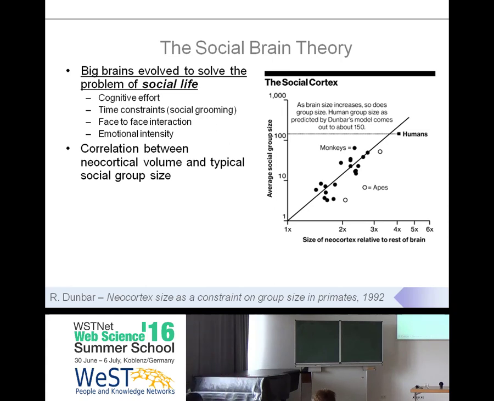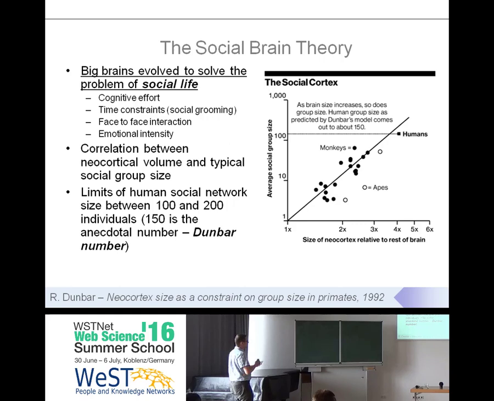When we look at different species, and we plot the size of the neocortex on one axis, and the average size of the social groups of these species on the other axis, then it seems there is a correlation between the size of the brain and the size of the social groups with which individuals interact. Monkeys and apes are sort of off the chart, but it seems to follow a very linear correlation. As our brain increases, our ability to engage with larger social groups increases.